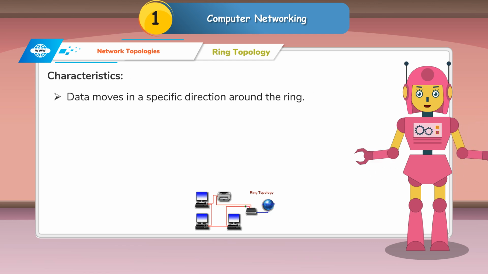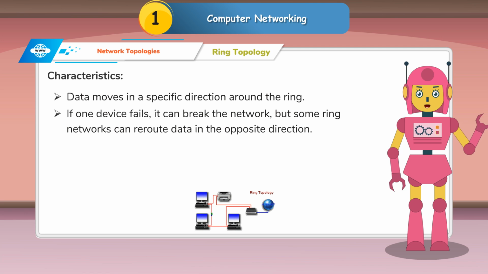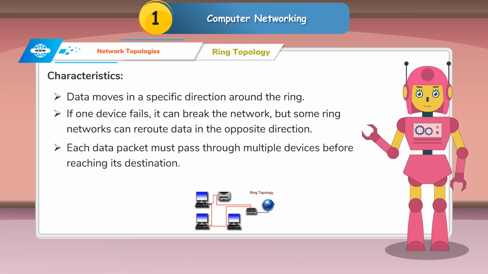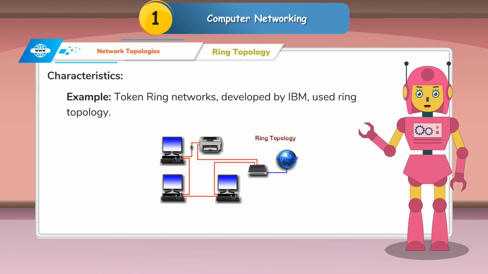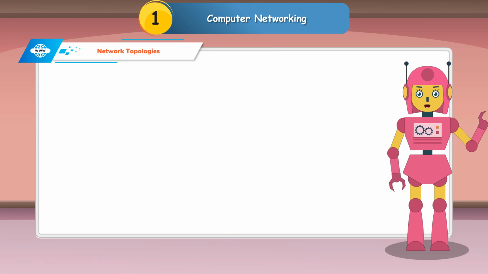Characteristics: data moves in a specific direction around the ring. If one device fails, it can break the network, but some ring networks can reroute data in the opposite direction. Each data packet must pass through multiple devices before reaching its destination. Identifying and fixing network issues can be complex. Example: token ring networks developed by IBM used ring topology.